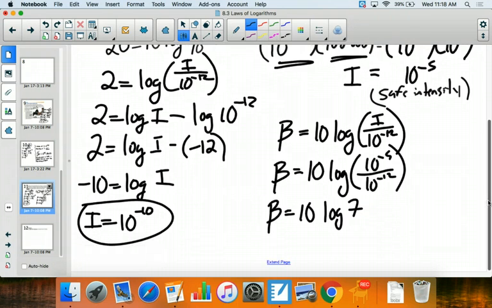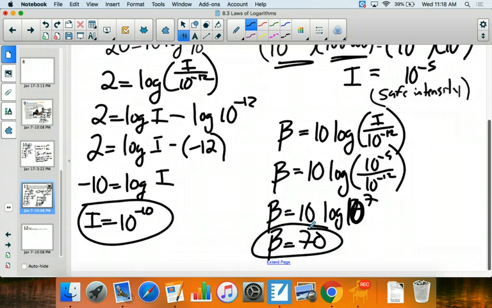Right? So then if you were to actually evaluate that, you go to your calculator and you would do log of 7 times 10. And you get, oh sorry, this is 10 to the power of 7. Sorry, that's my mistake. So log of 10 to the power of 7, and then multiply that by 10. So this is actually 70. Something like 70 decibels. So 70 decibels is considered safe no matter how long you listen to it.